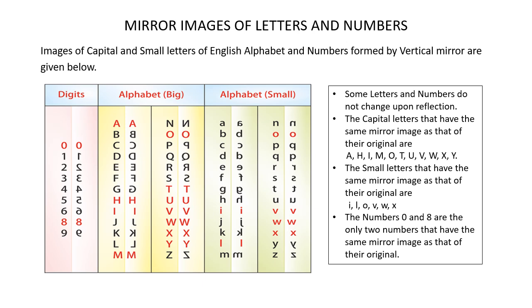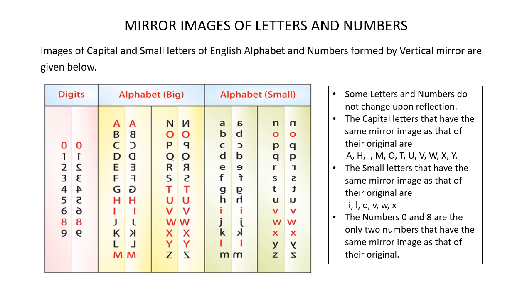So, look and understand clearly how the mirror images of the letters and numbers are formed when the mirror is placed vertically. So here these are the numbers and these are the mirror images of the numbers formed when a mirror is placed vertically. These are the capital letters and these are the mirror images of these capital letters formed when the mirror is placed vertically.